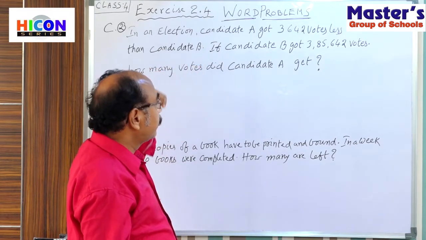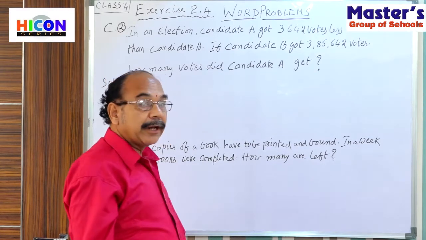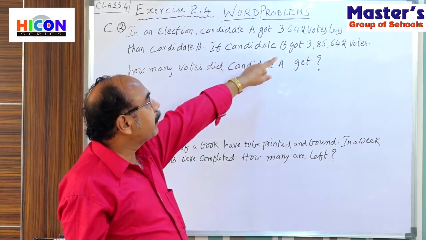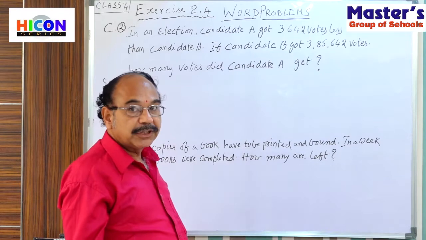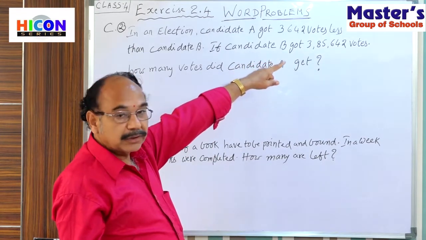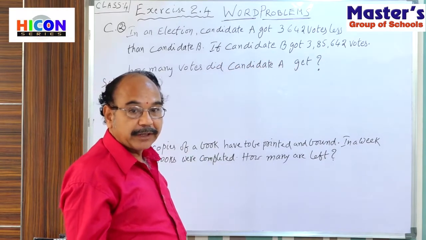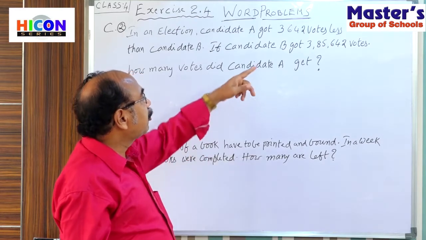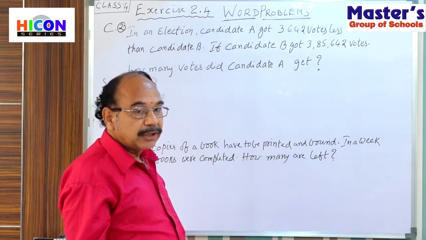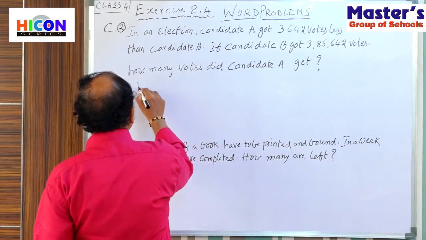In this problem, how many votes were got by candidate B? Clearly it is there, see. If candidate B got 3,85,642 votes, that much of votes got by candidate B. That is the first step we take here. Votes got by candidate B is equal to 3,85,642.